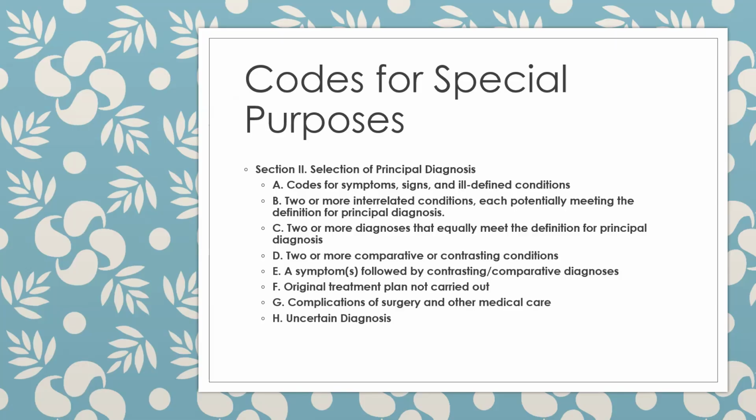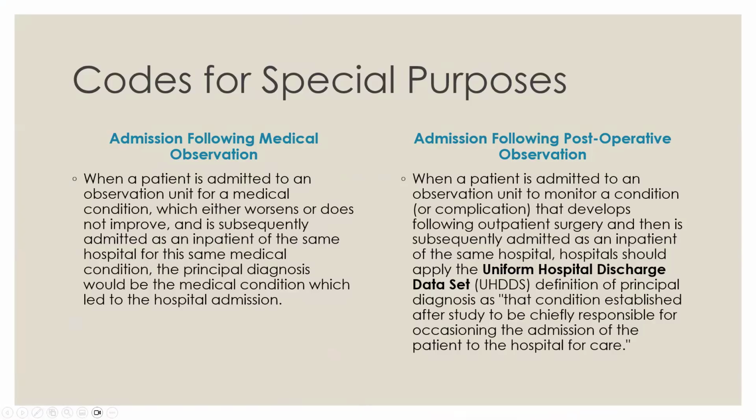I want to make a very clear notation here that this guideline is applicable only to inpatient admissions to short-term, acute, long-term care, and psychiatric hospitals. Admission from observation units. So, admission following medical observation. When a patient is admitted to an observation unit for a medical condition, which either worsens or does not improve, and is subsequently admitted as an inpatient of the same hospital for the same medical condition, the principal diagnosis would be the medical condition which led to the hospital admission.